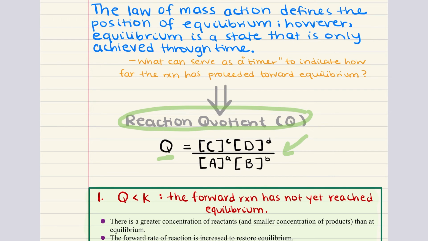Now, this equation looks identical to the equation for the equilibrium constant, but the information it provides is different. While the equilibrium constant is calculated only at equilibrium, the reaction quotient can be calculated at any time. The concentrations used to calculate Q change over time as the reaction proceeds. So in short, the reaction quotient provides a snapshot of where the reaction is at a specific point in time, whereas the equilibrium constant describes the end state of the reaction.